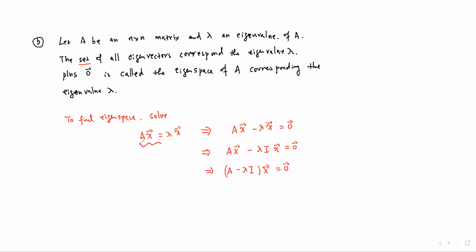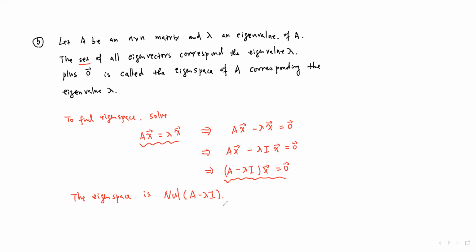So this equation actually is this equation. Solve this equation for all the solutions. Each solution is an eigenvector. So therefore, the eigenspace, the set of all the eigenvectors plus 0, the eigenspace is the null space of this matrix.